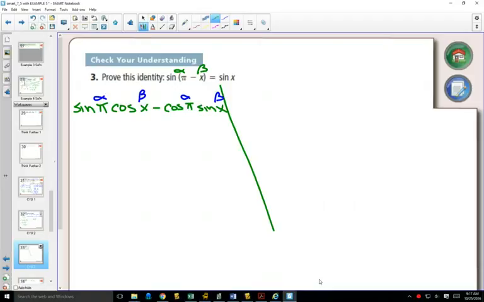So once you've done that step, because that's basically the only thing we could do to start, is there anything we can do next? What's the value of sine of pi? Close. And what's the value of cos of pi? Negative 1.